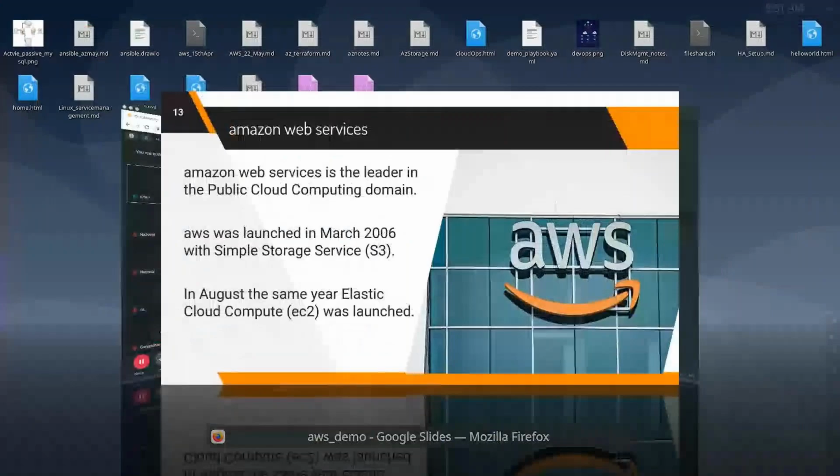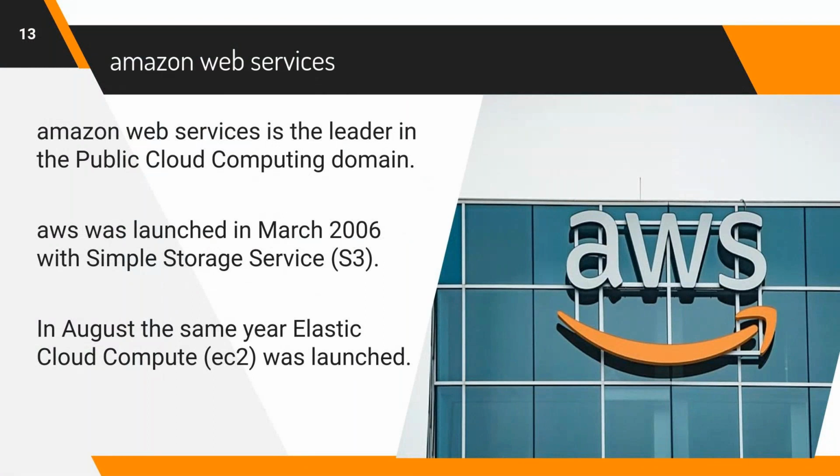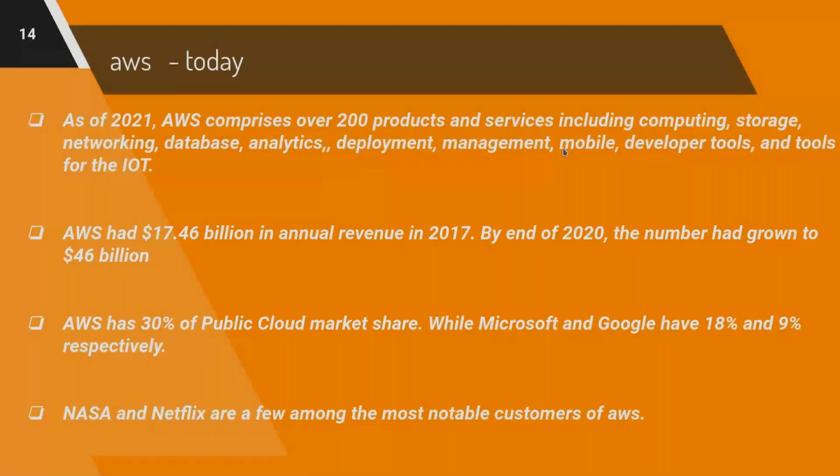No worries. So AWS was launched in March 2006, and the same year they launched EC2. So AWS as of today, how is it looking? AWS comprises over 200 products and services, including computing, meaning virtual machines and virtual networks, storage, your block storage or S3 storage, a lot of storages, networking, load balancers, DNS, everything can be managed from AWS. Databases, analytics, deployment, management, mobile developer tools, and tools for the IoT. IoT stands for Internet of Things. You have a tool for every one of these services and even more.